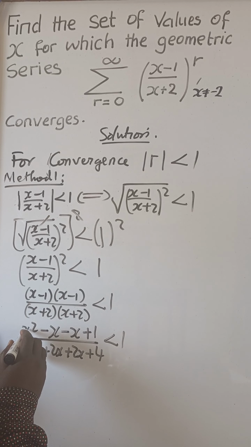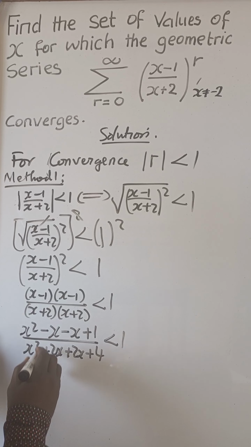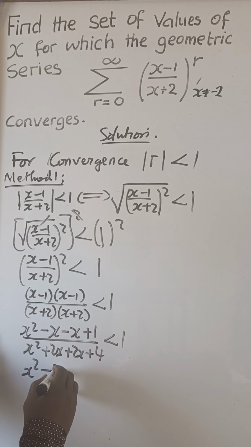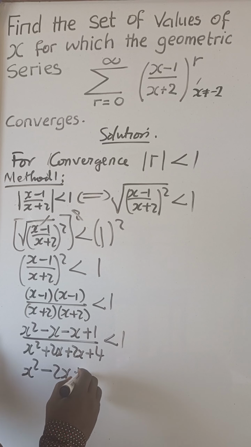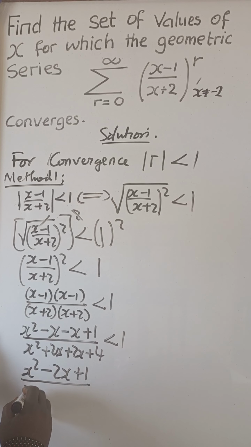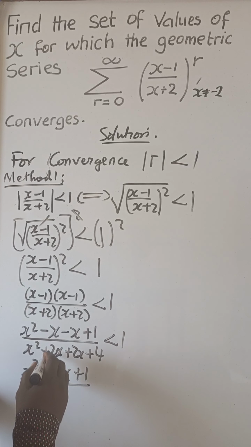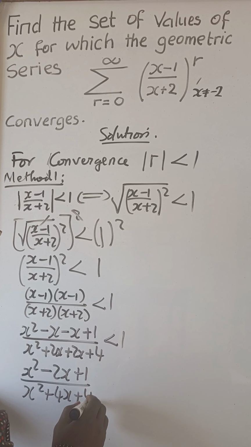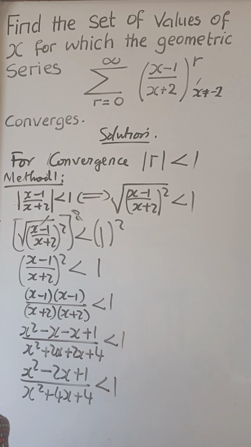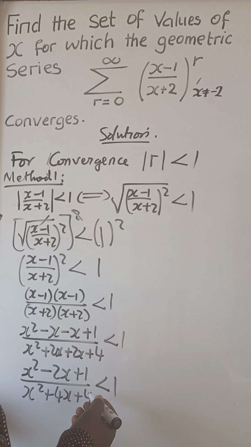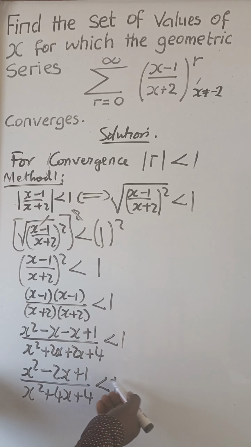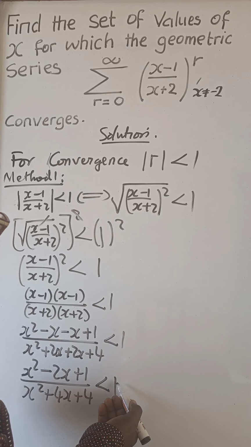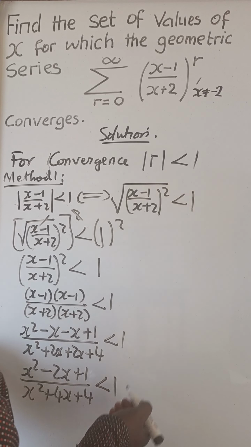So this gives us (x squared − x − x, which is −2x, plus 1) all over (x squared plus 2x plus 2x, which is 4x, plus 4), less than 1. Okay, now this is a rational inequality, and to solve rational inequalities, we are always advised to make one side 0. Let's bring this positive 1 to the left-hand side so that we'll have 0 here.